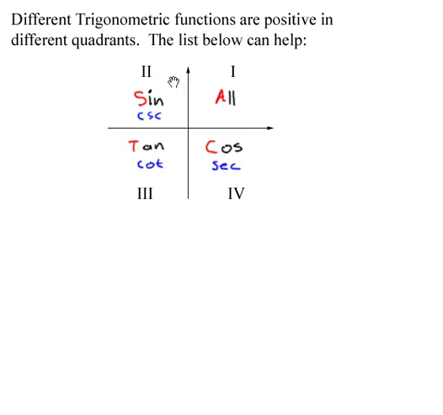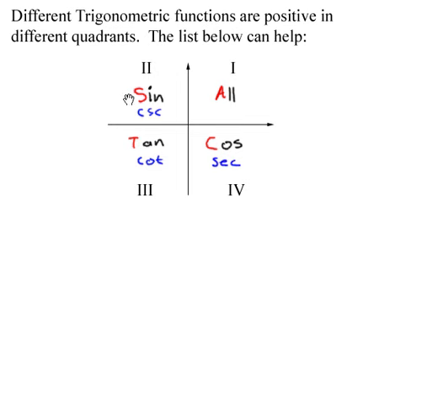In quadrant 2, between 90 and 180 degrees, only sine should be positive, and its reciprocal cosecant. The other 4 trig ratios should be negative. In quadrant 3, between 180 and 270, only tangent and tangent's reciprocal, cotangent, should be positive. The other 4 trig ratios should be negative. And in quadrant 4, as we just illustrated in the previous example, only cosine and secant, and of course remember cosine and secant are reciprocals, are positive in quadrant 4. All the rest should be negative.